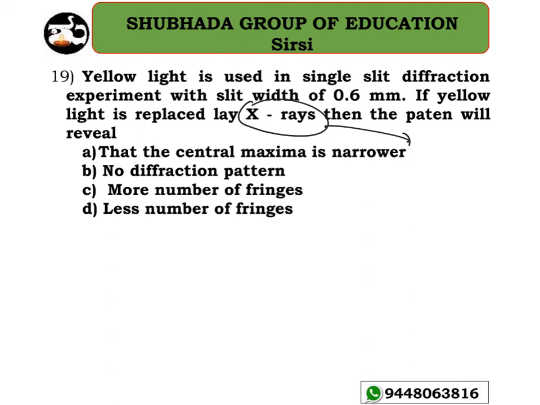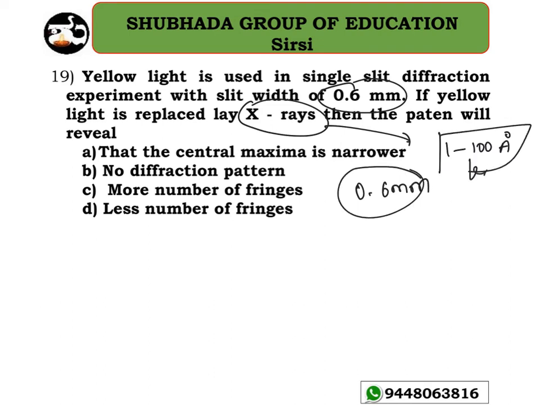So, you know the wavelength range of the X-rays. This is very less, correct? It is around 1 to 100 angstrom here. So this is very less compared to the slit width. How much is it? 0.6 millimeter is given, right? Compared to this one, the wavelength is very less here.